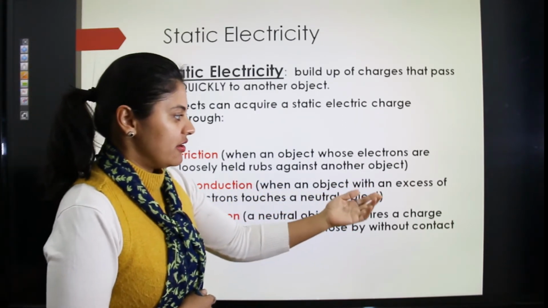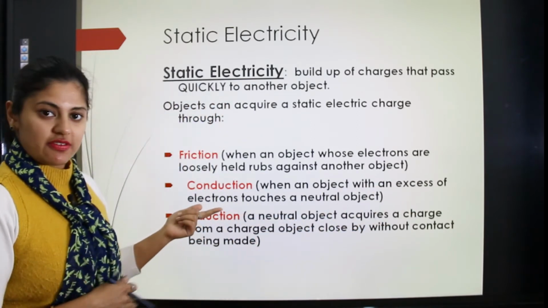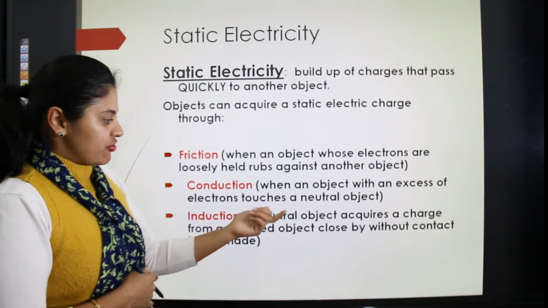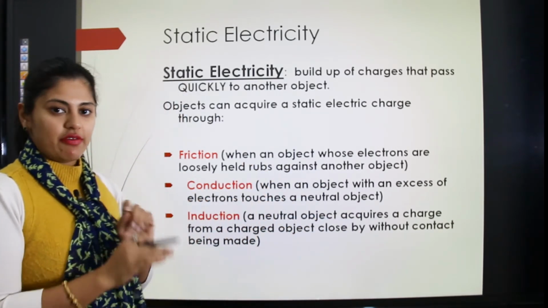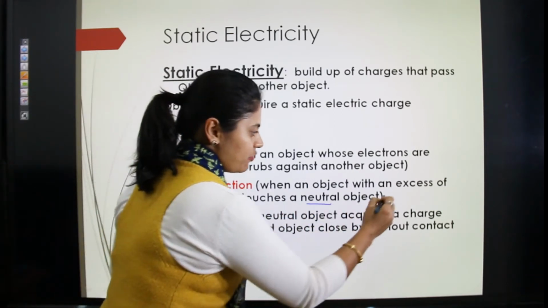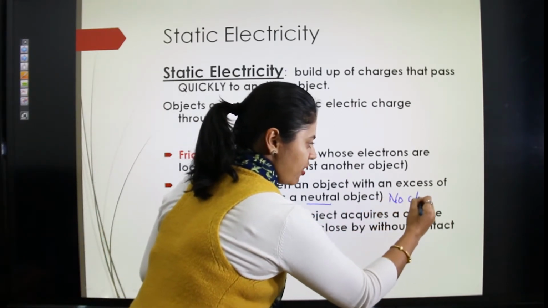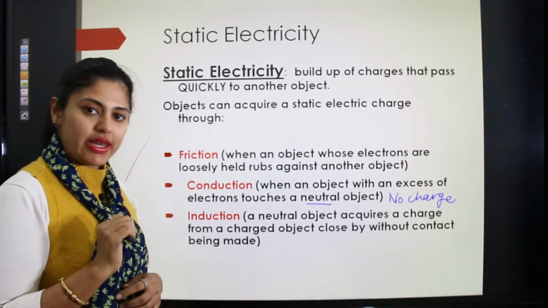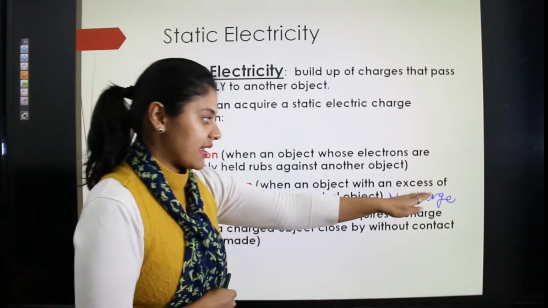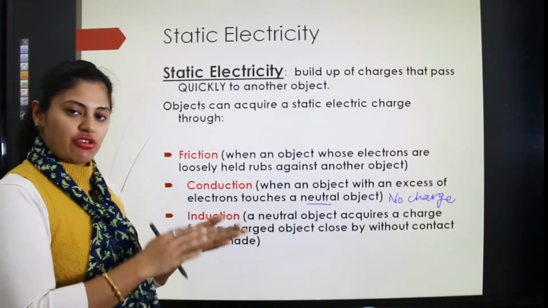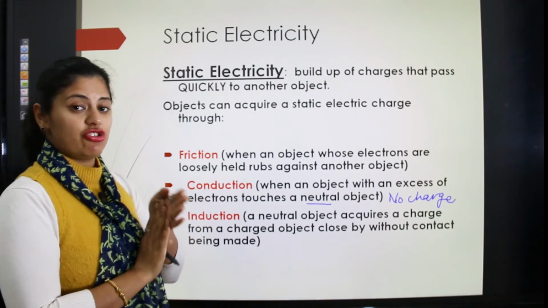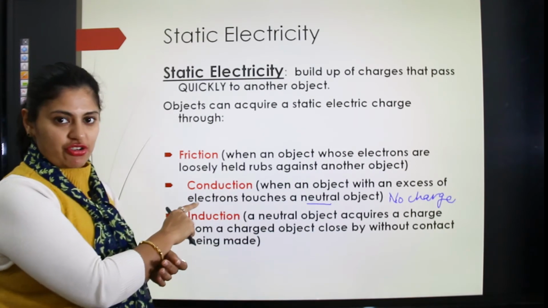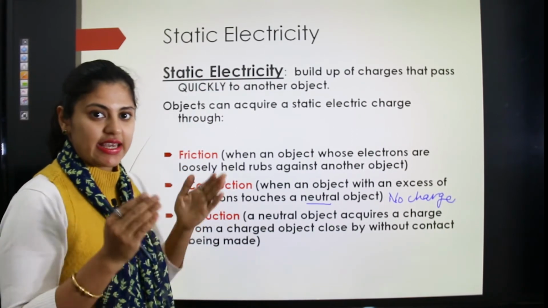When an object with an excess of electrons, meaning more electrons, touches a neutral object. Neutral means having no charge. So the word neutral means no charge. Okay. So when an object which has an excess, more electrons, touches the other object which has no charge, then there is a movement. This is called the process of conduction, and it produces static electricity.